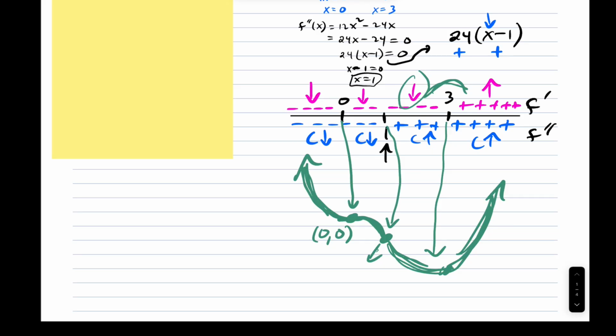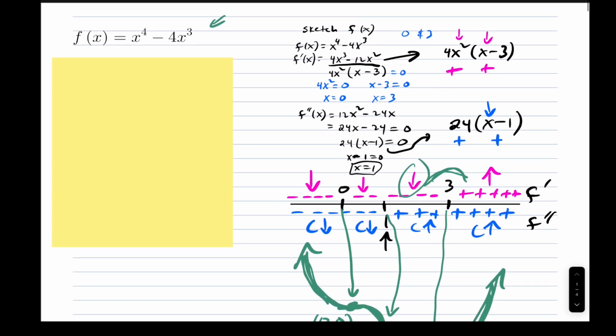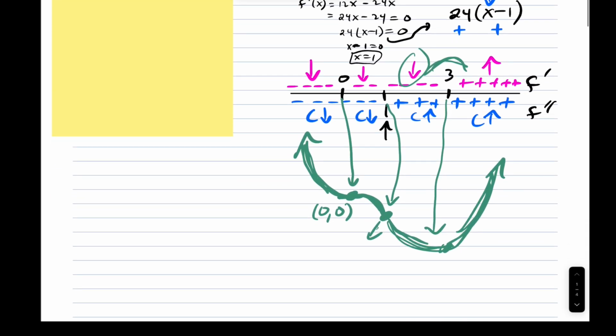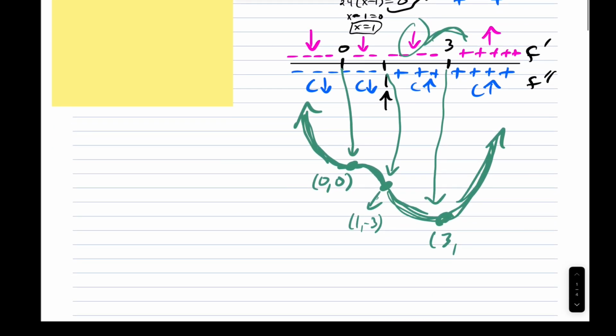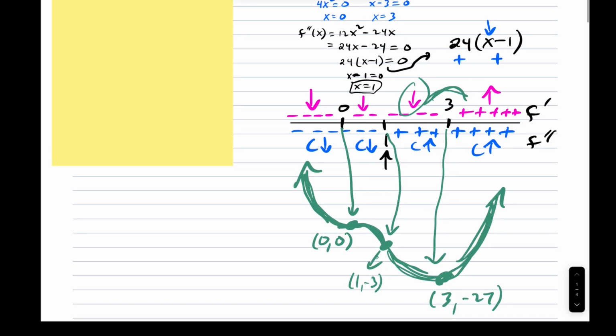And then for this point, x is 1, so if I plug that back in, I'm really going to get 1 to the 4th minus 4 times 1 to the 3rd, so that one's going to be (1, -3). And if I plug 3 in for that minimum point, when I plug 3 into that function, I'm going to end up getting -27, okay? Because when I just sketch the graph, I don't really know exactly where it is, like shifted up or down, but I do know what it looks like.